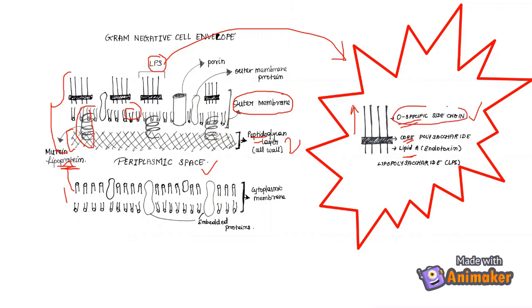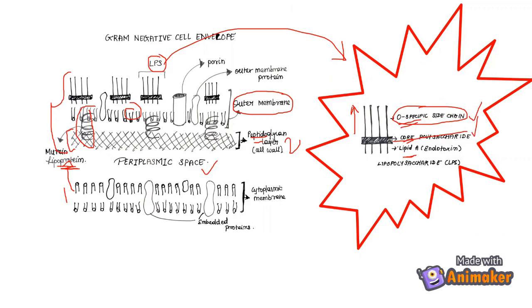So the O-specific side chains are the antigenic determinants in gram-negative bacteria, whereas in gram-positive bacteria, we saw that teichoic acids are the antigenic determinants. This O-specific side chain is otherwise called the O antigen. How can you remember this? O-specific side chain, O, outer antigen. Coming to the center part, which is your core polysaccharide, this part is water soluble.